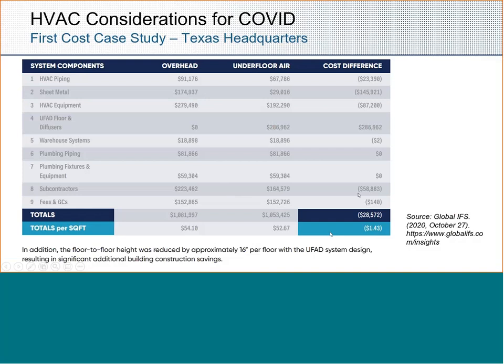So this was one project that I wanted to highlight. It was a headquarters in Texas where they moved from an overhead air system, and they were comparing the first cost to an underfloor air system. So there's a number of savings that you'll see with the UFAD system. Again, it's not piped or ducted. All of the diffusers are served by a pressurized air plenum.